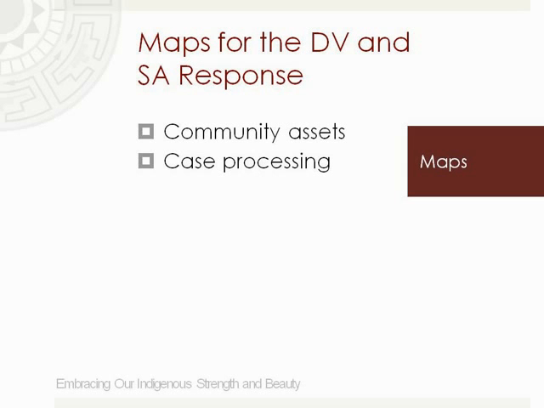For the purpose of this presentation, I mentioned that I was going to focus on two areas, and one of them is around community assets, and the other is about case processing. What I'm going to do is talk about community assets first and describe the mapping within the context of looking at the community assets, and then follow that by focusing on case processing. There is a little bit of overlap, but for the most part, there are a lot of distinctive differences.